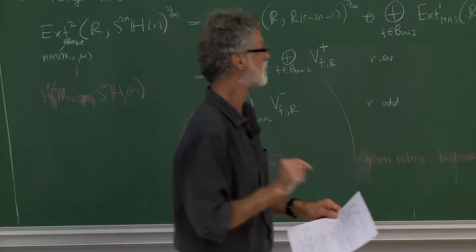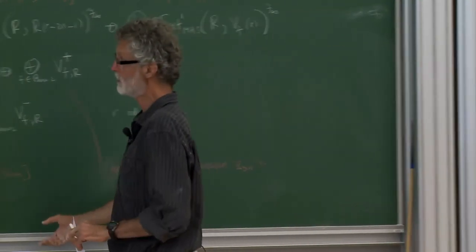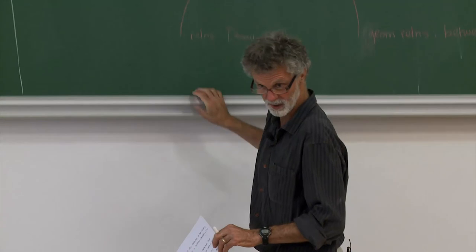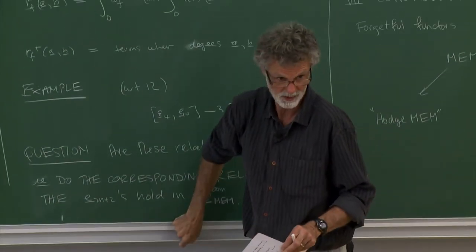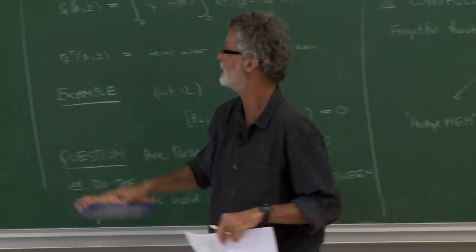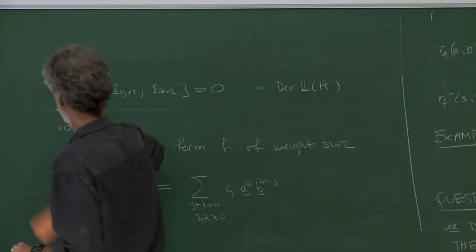simple picture of why Pollock's first quadratic relation holds. I mean, all of this stuff is abstract, but there's a very concrete reason why it holds, and I'll stop right there. The first one, you mean the weight 12? Yeah, the one coming from the cusp form of weight 12.